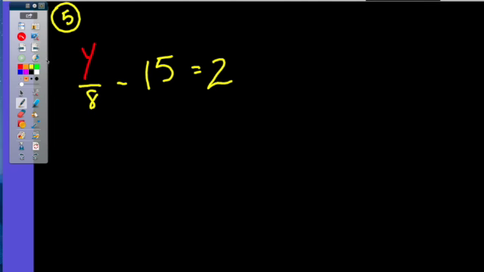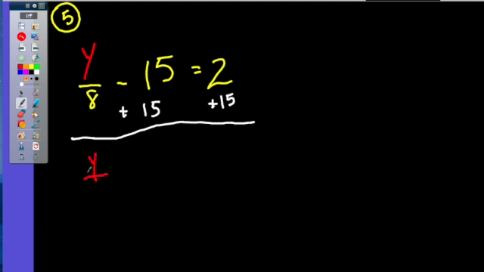Let's take a look at number 5. Now we have y divided by 8 minus 15 equals 2. The first thing we do is the one without the variable. Undo the subtraction: we will add 15 to both sides. That cancels out, so we have y divided by 8 is equal to 2 plus 15, which is 17.